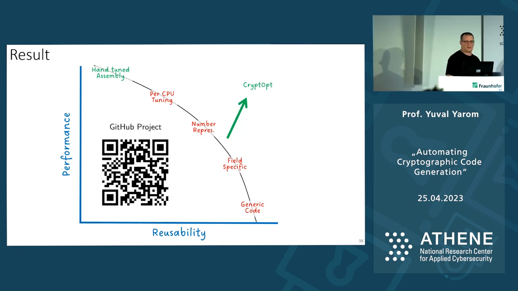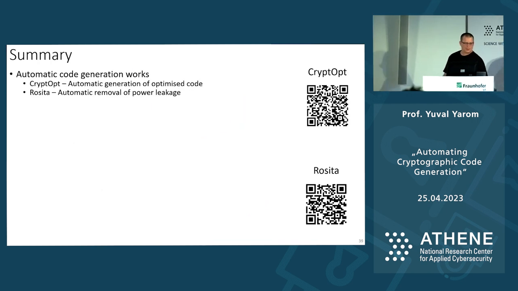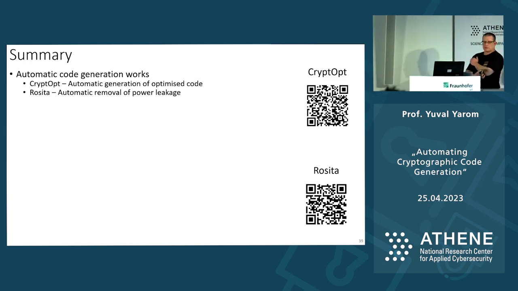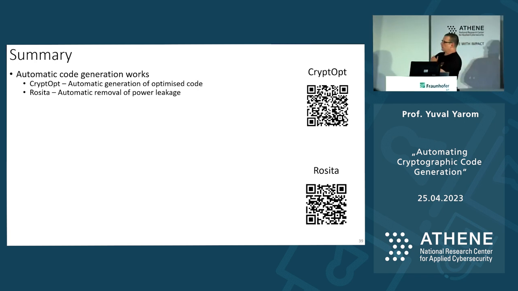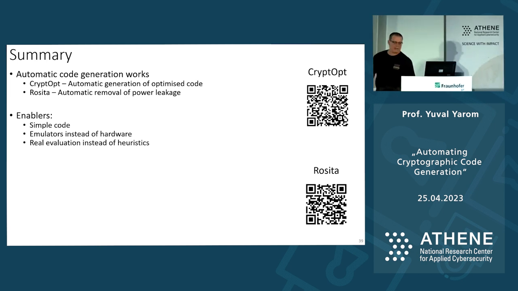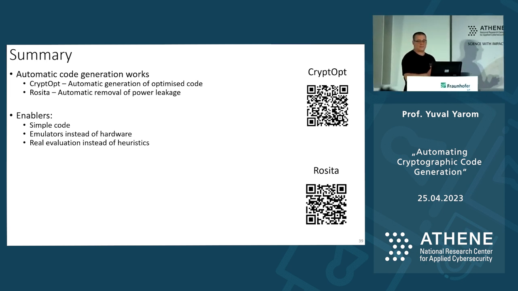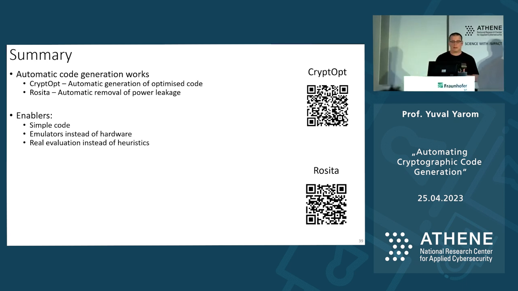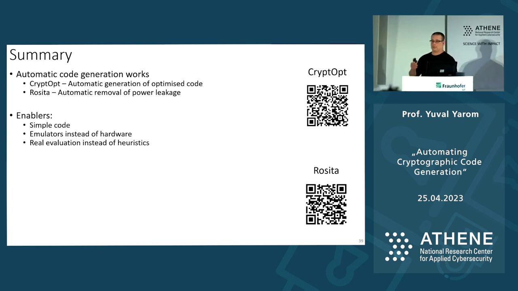If you want, the code is available. And yep. So in summary, we have two methods for automatically generating code. We have CryptOpt that generates optimized code from a functional specification. We have Rosetta that automatically removes side channel leakage. The things that enable this are the fact that cryptography has simple code, the fact that we don't use the actual hardware in Rosetta, and the fact that we do real evaluations instead of trying to model the pipeline and understand how fast it would work.